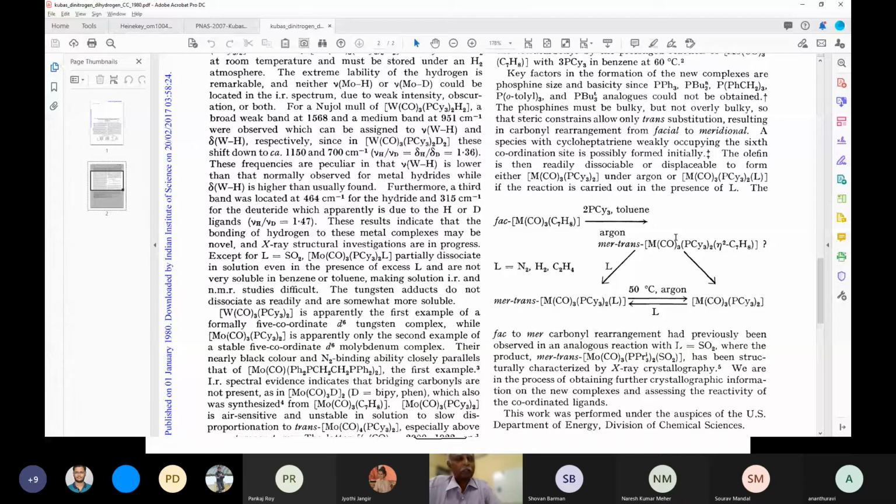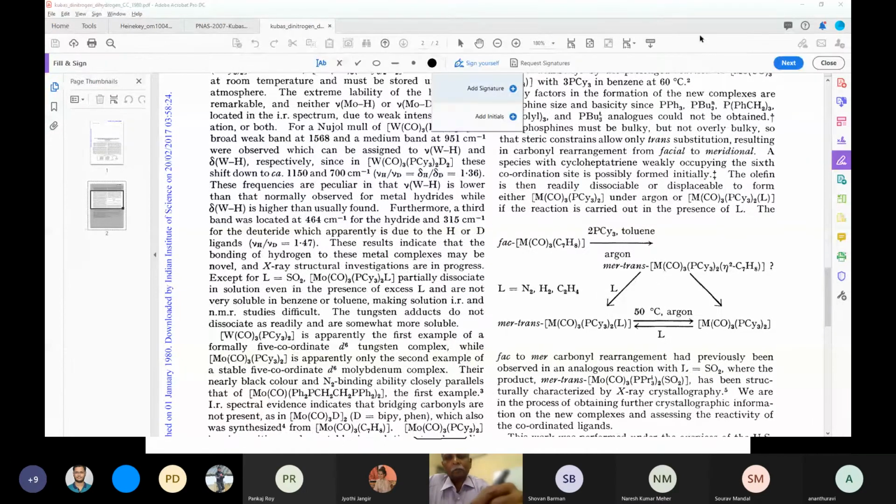Let me see if I can annotate this. This is going to be tricky. No, I will figure this out later.